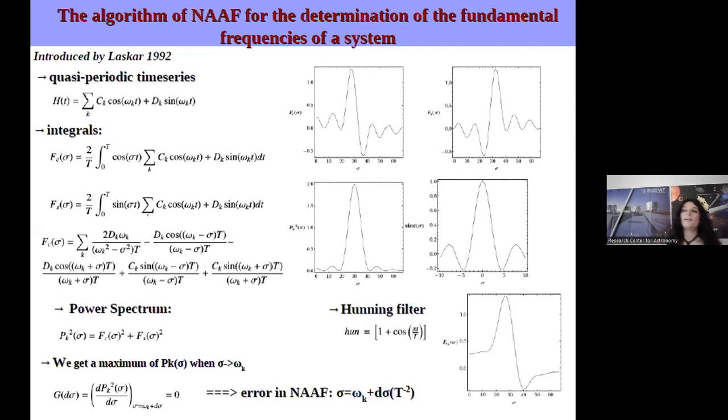So the most important from this is that we get a maximum of this f sigma, f s of the power spectrum when sigma tends to the fundamental frequency of the system omega k. So it's a way to locate the fundamental frequency of the system by getting the maximum, by locating where the power spectrum becomes maximum.